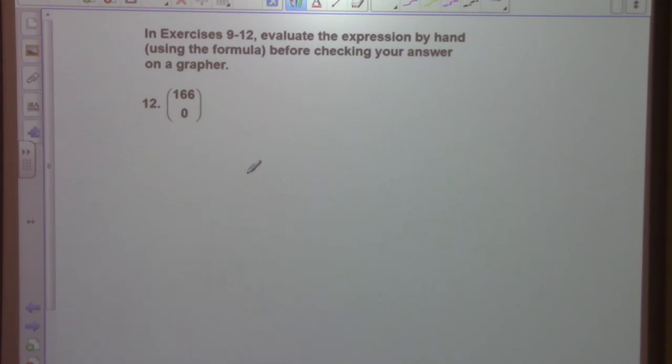Okay? The reason is that in the case of number 12, you're going to have 166 factorial over 166 factorial times 0 factorial, and 0 factorial is defined as 1. So this cancels out here, and you're just left with 1. And I think that's kind of odd that 0 factorial is defined as 1.